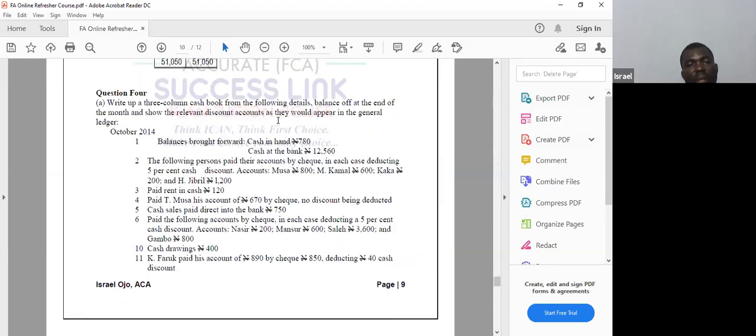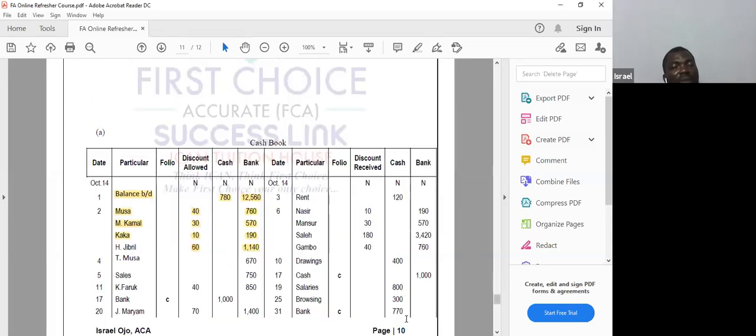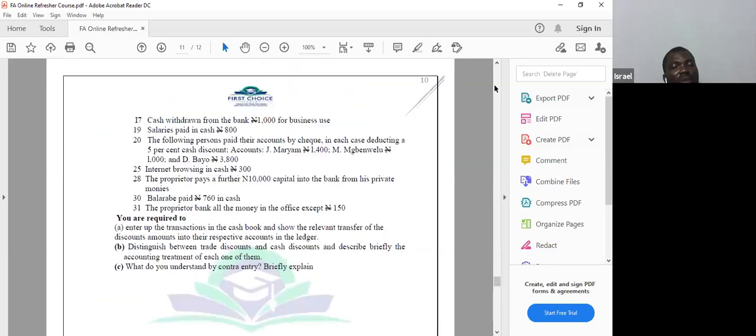Now this next one says paid rent in cash. So they paid rent in cash of 120. When they pay rent, what happens to your resources? Your resources decrease. So we have rent. Okay, let's move on to the next one. That's why we are crediting that aspect now.